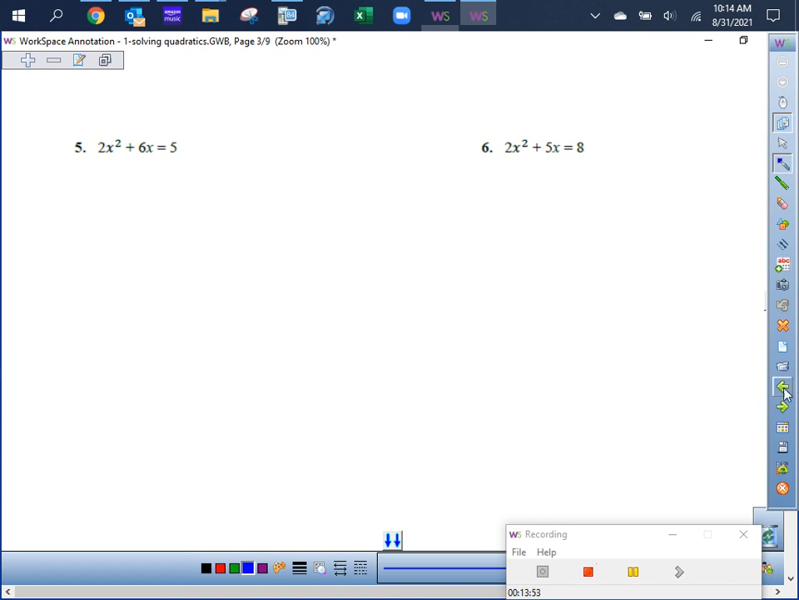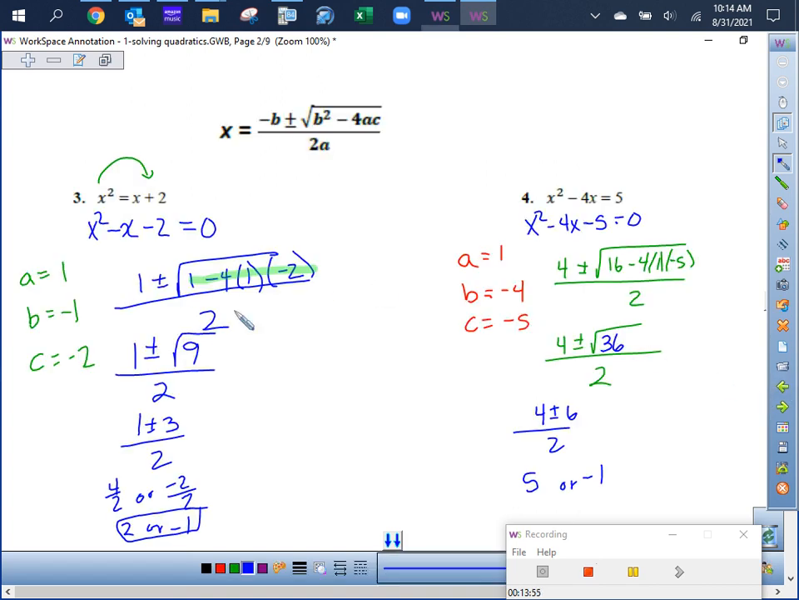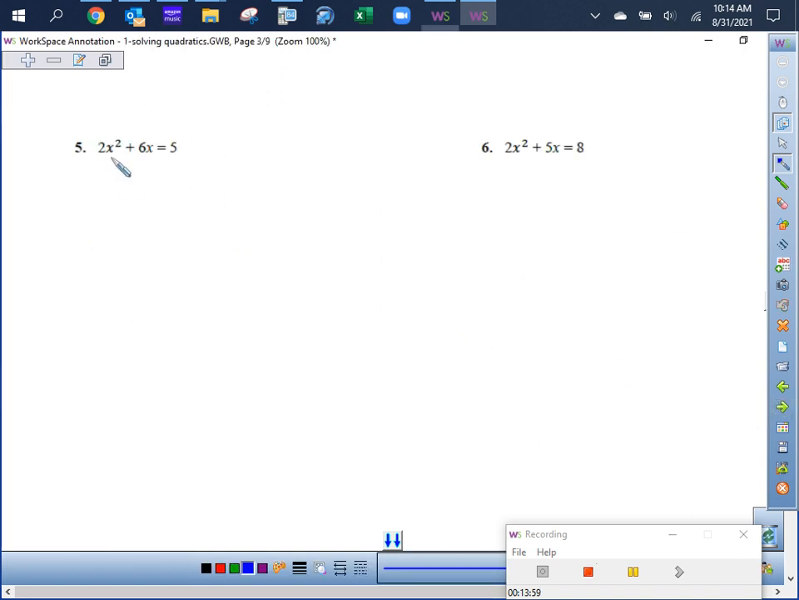Would you agree all 4 of those came out real nice because the discriminant was a perfect square every time? Let's see what happens when the discriminant is not a perfect square. So let's get this guy ready to run. All right, getting him equal to 0. Sorry, everybody. I thought we were done with the quadratic formula.